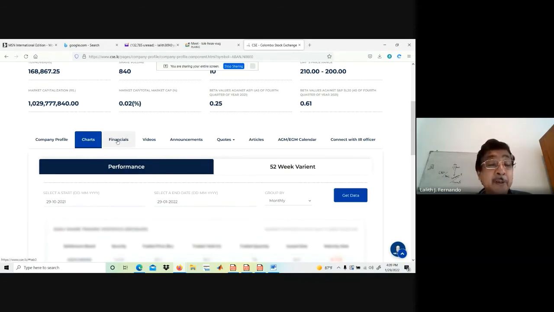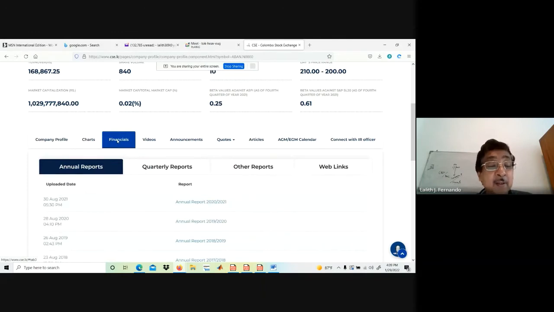Right. But what we can do is get the financials of this company by looking at this. The annual report is ready for 2020-2021. This is the last annual report available, and it was uploaded on 30th August 2021. If you want, you can go to the annual report and look at different details about this company. Then there are videos, announcements, quotes, articles, AGM, AGM calendar, connect with IR officer. Likewise, all these things are there. So you can see how you can get information from this type of website, right?